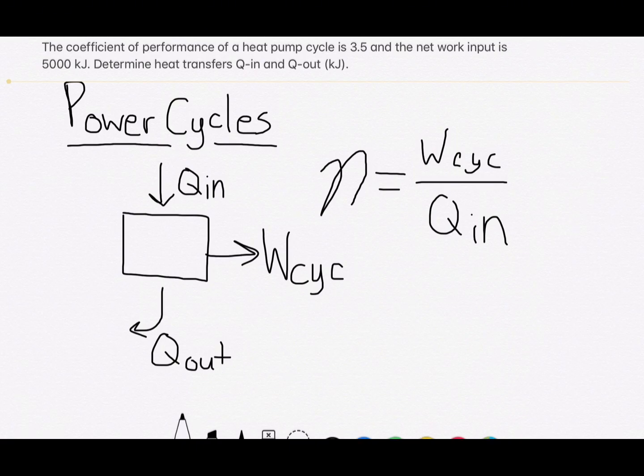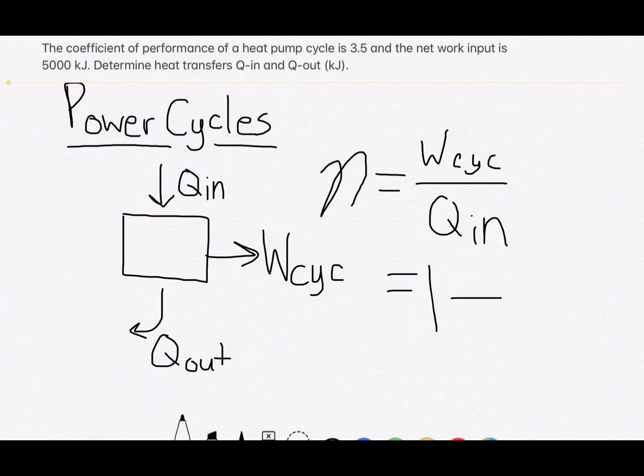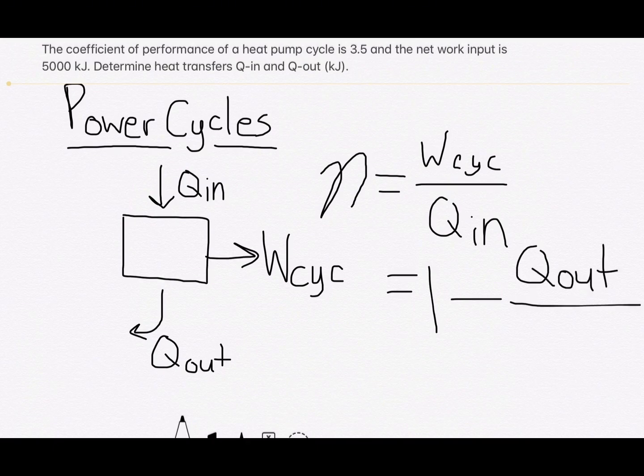And so what this Q out means is things aren't perfect. Ideally, you want to put all your heat in and have all of it transferred to work developed, right? But that's just not realistic. You also see the efficiency equation as 1 minus the heat out over the heat in.